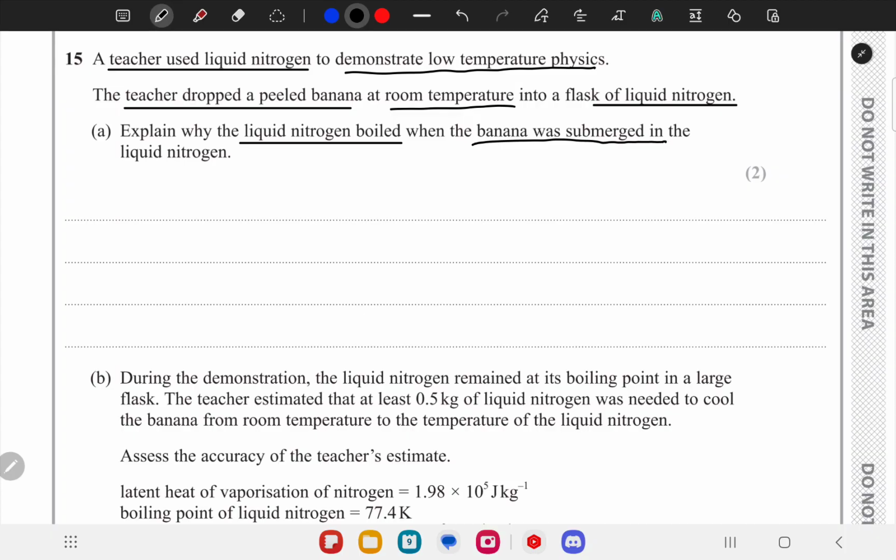So the banana is at a higher temperature than the liquid nitrogen, so energy from the banana will be transferred to the liquid nitrogen, away from the banana, which would contribute to the nitrogen molecules gaining molecular potential energy and boiling from liquid to gas. So energy is transferred.